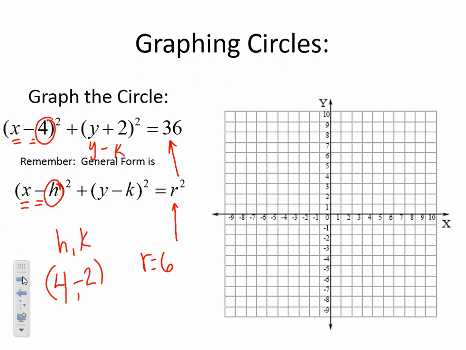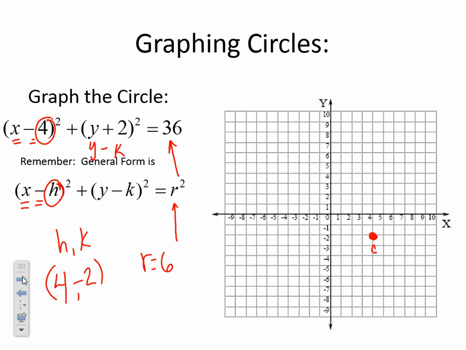I can go over to my graph and plot. I'll start with the center. So start at the center. 4, negative 2, this represents the center of my circle. I'll put a C there. And then we need to have a radius of 6. So you're just doing a rough sketch here without a compass, but we need to count out 6 boxes up, down, left, and right from here.